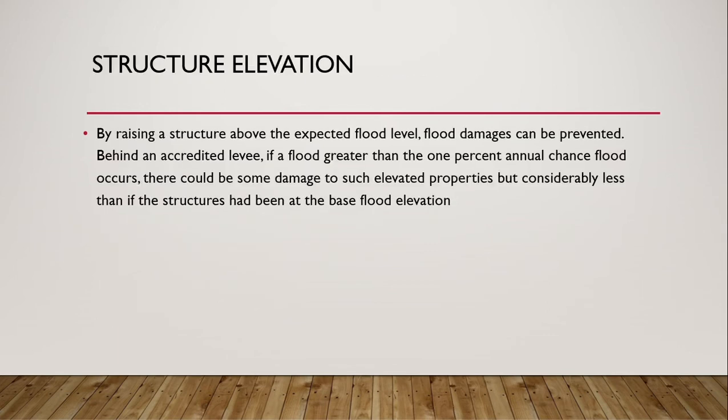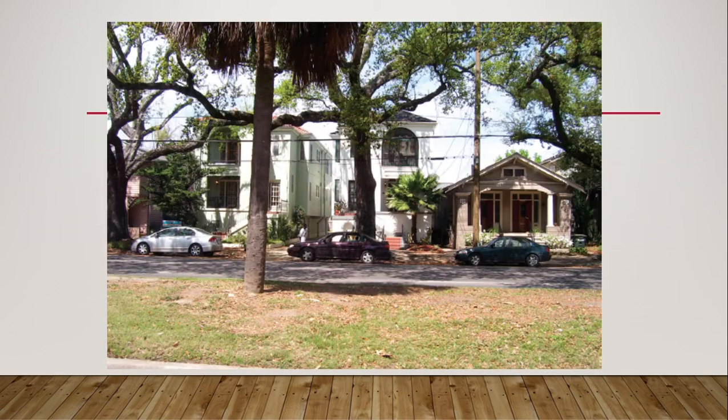First is structure elevation. By raising a structure above the expected flood level, flood damages can be prevented. Behind an accredited levee, if a flood greater than 1% annual chance flood occurs, there could be some damages to such elevated properties but considerably less than if the structure had been at the base flood elevation. So, here is an example of such a structure that is elevated.